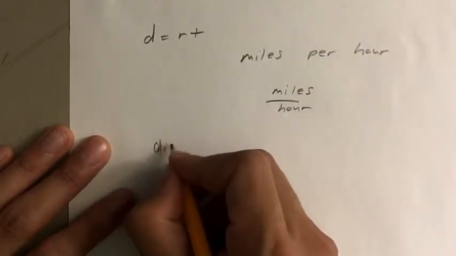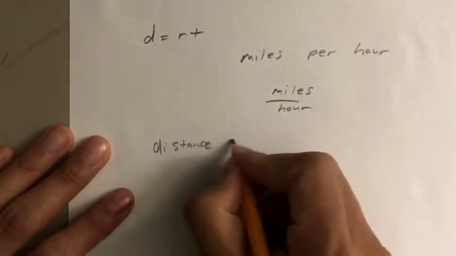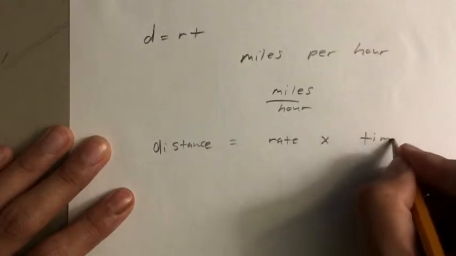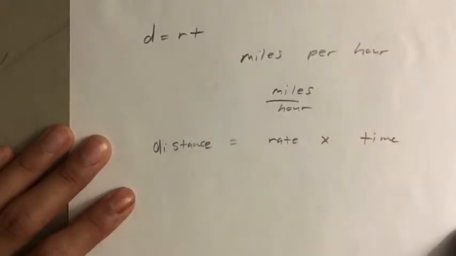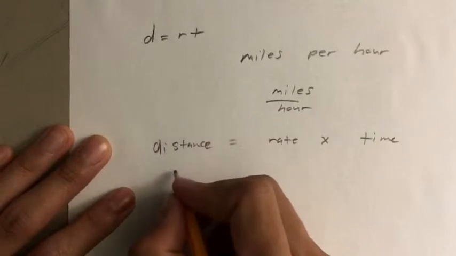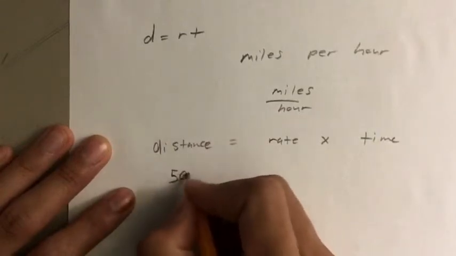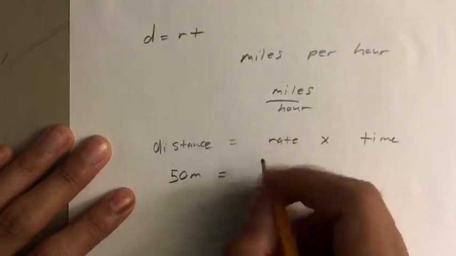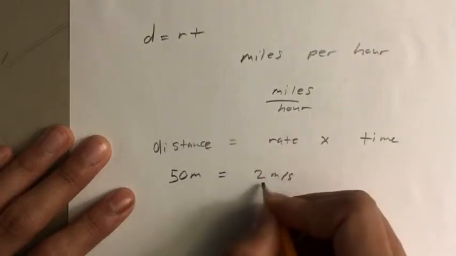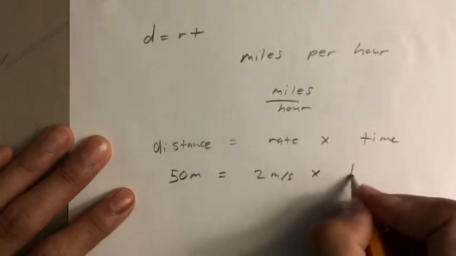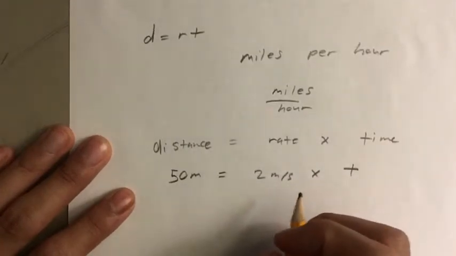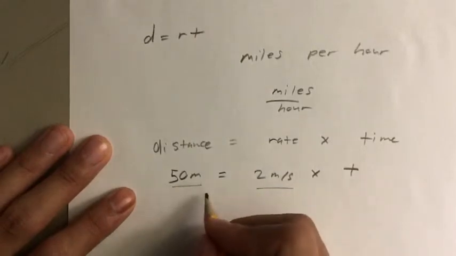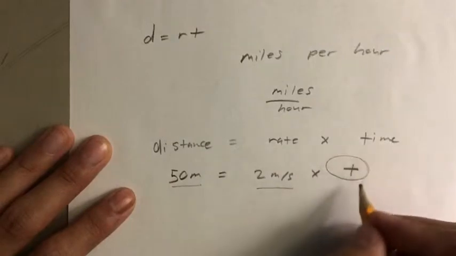So I'm saying distance equals the rate at which something travels multiplied by the time it takes for it to travel that distance. So let's say someone travels 50 meters, and they travel at 2 meters per second. That's the rate at which they travel. How long does it take someone who's traveling at 2 meters per second to travel 50 meters? So basically, you want to get t alone on this side.